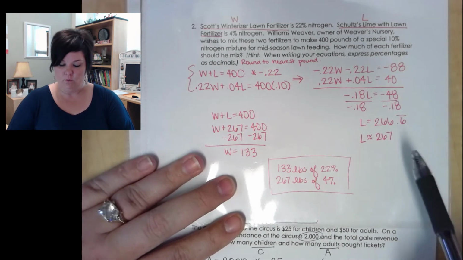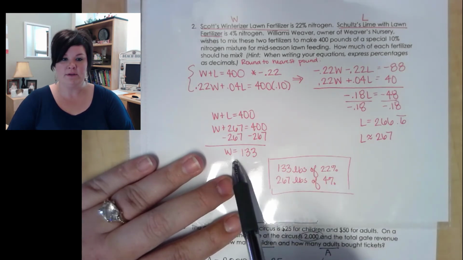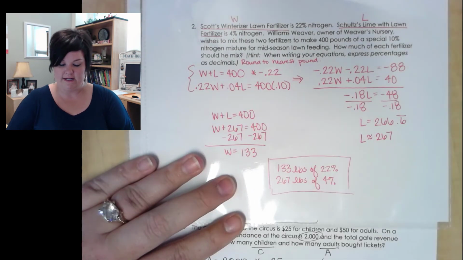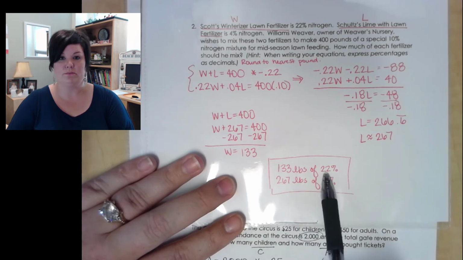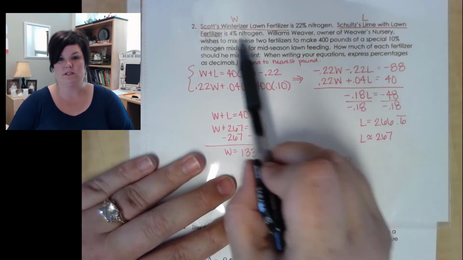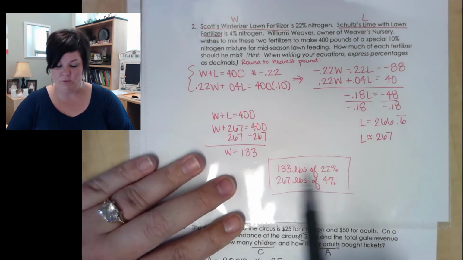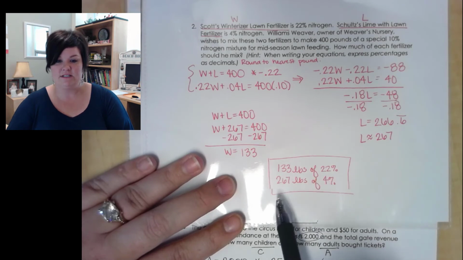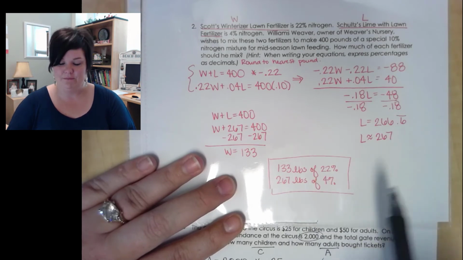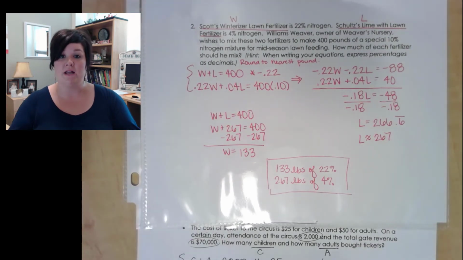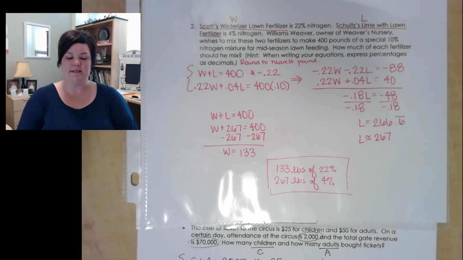Okay, so the 133 was the W. That was my first fertilizer, which was 22% nitrogen. So I need 133 pounds of the 22% fertilizer mixture, right? And then I need 267 of the other one, which was 4%. Okay. And you can label them however you want. If you say 133 pounds of Scott's and 267 pounds of Schultz, that's okay. I just want to make sure you know which answer goes with which unknown value. Okay. All right, so that's 1 and 2.